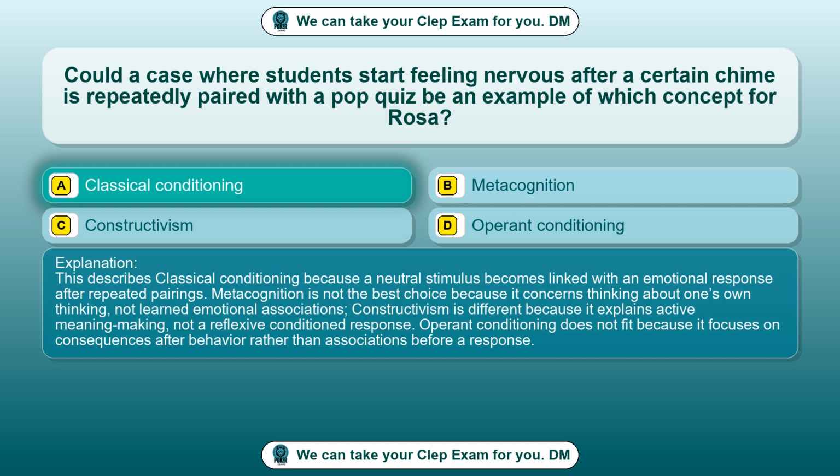This describes classical conditioning because a neutral stimulus becomes linked with an emotional response after repeated pairings. Metacognition is not the best choice because it concerns thinking about one's own thinking, not learned emotional associations. Constructivism is different because it explains active meaning making, not a reflexive conditioned response. Operant conditioning does not fit because it focuses on consequences after behavior rather than associations before a response.